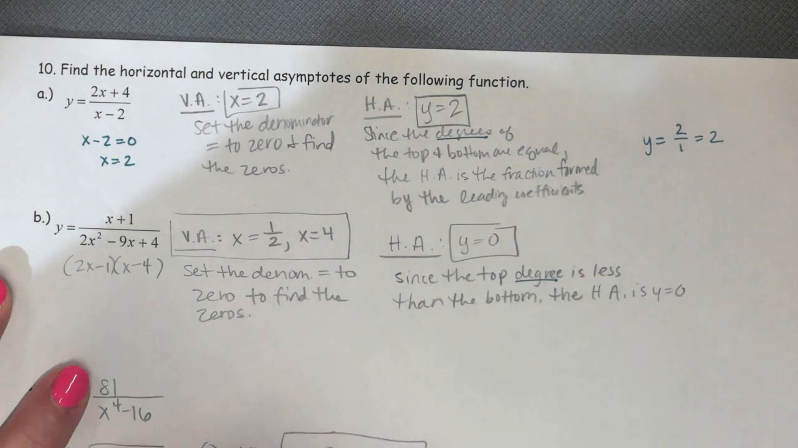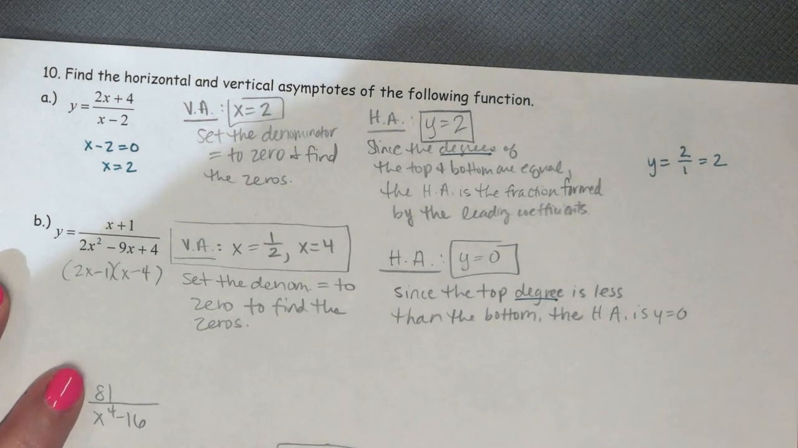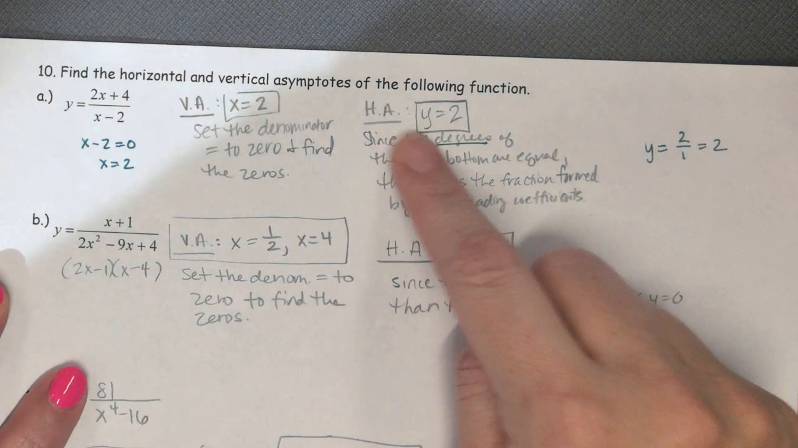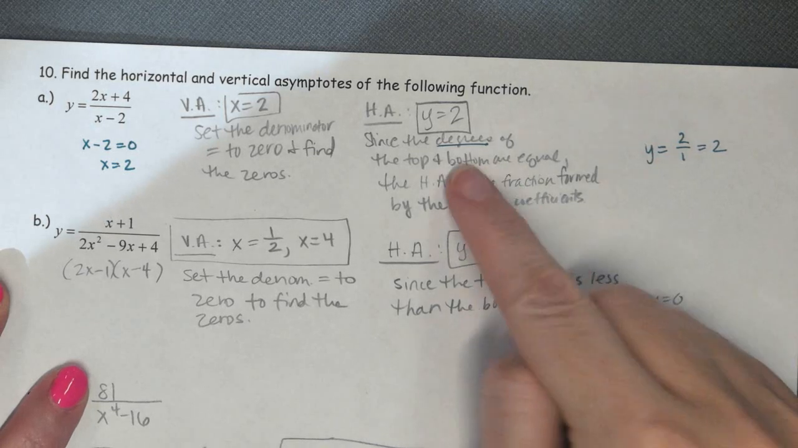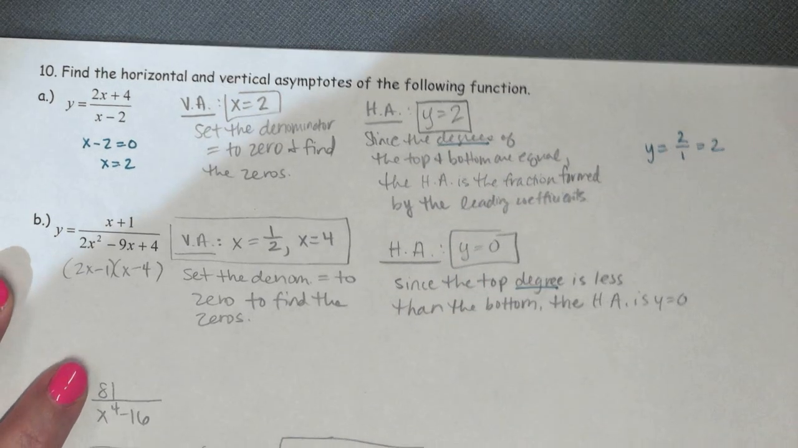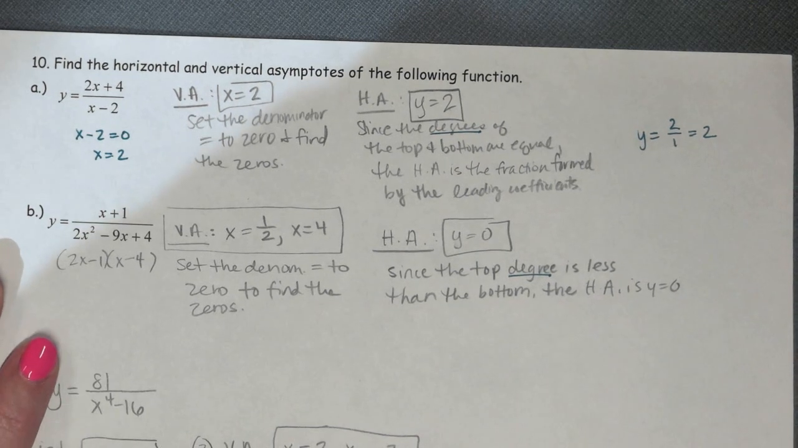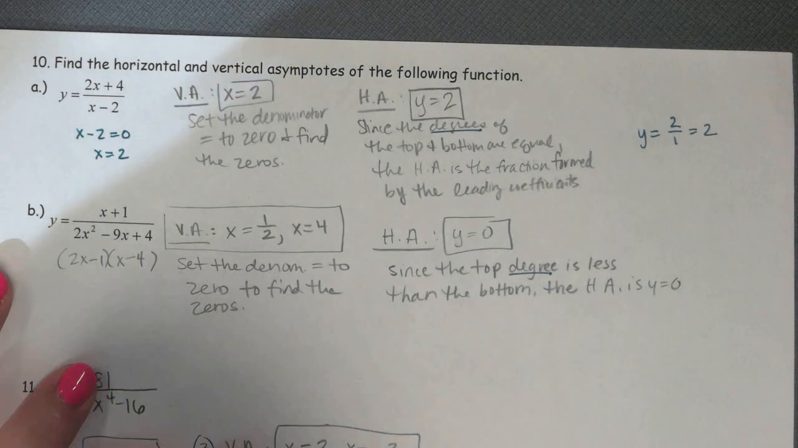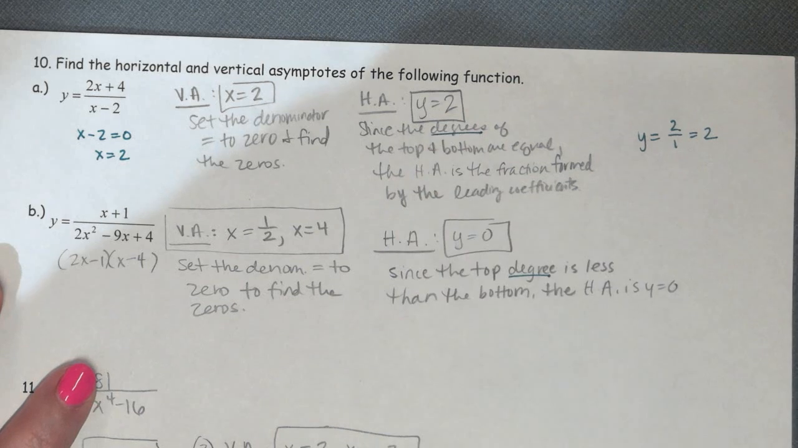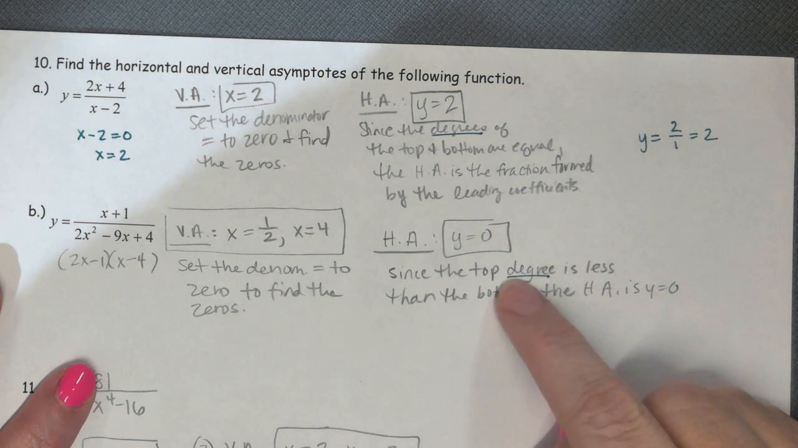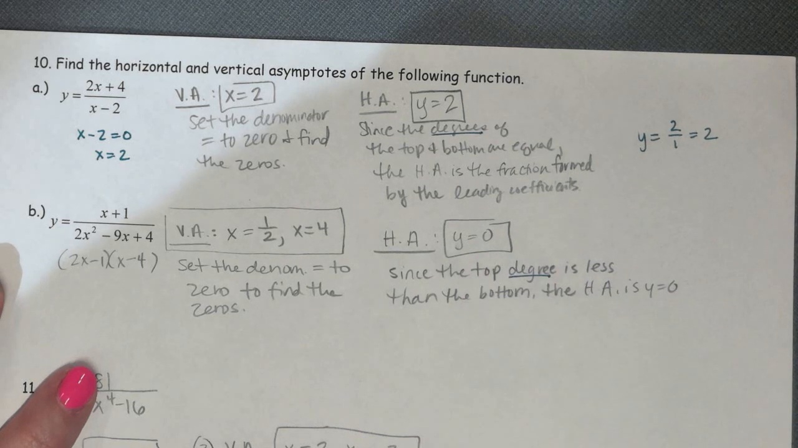What did I underline here? Degree. So when you are explaining for the horizontal, you have to make sure that you said something about the degree. If you didn't, please add that in now. Okay, because if you missed that part on your quiz, then we're going to have to replay this video so you can hear me saying it again. Alright, so when the degrees are equal, it's the fraction formed by the leading coefficients. Okay, when the degree of the numerator is less than the degree of the denominator, it's y equals 0.